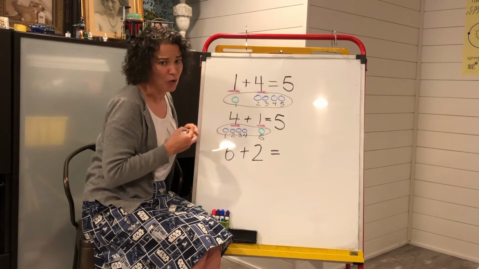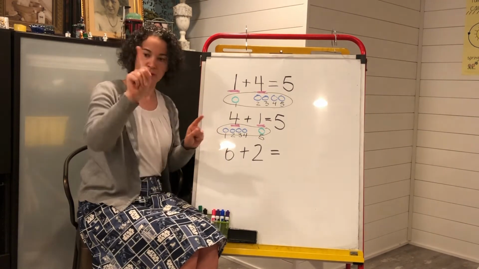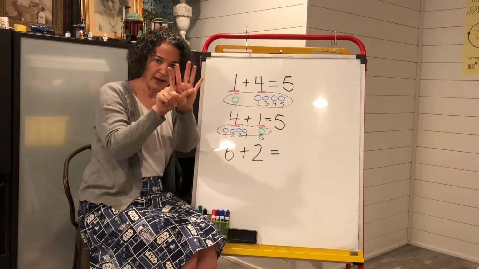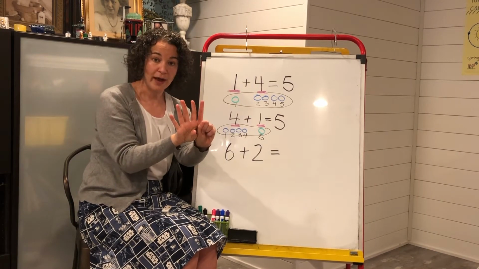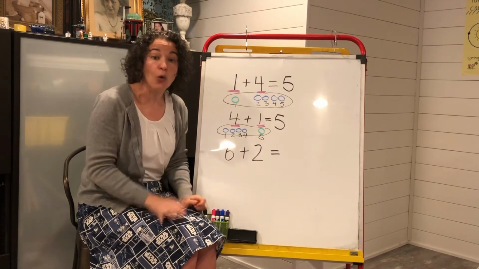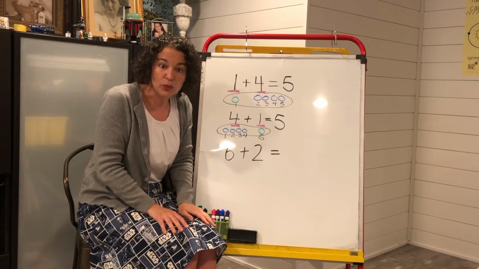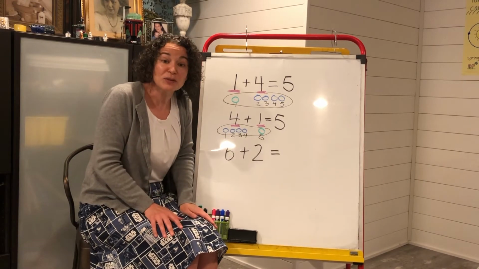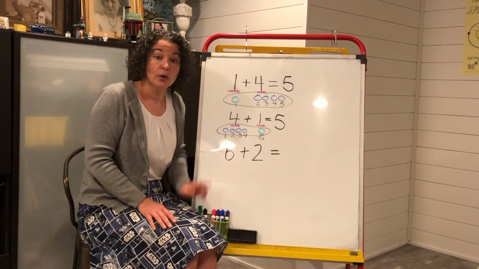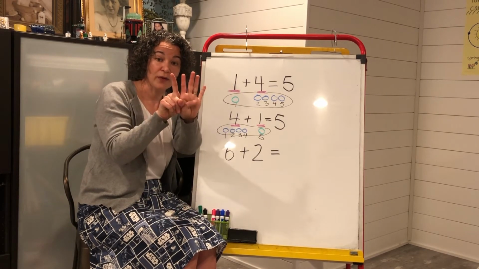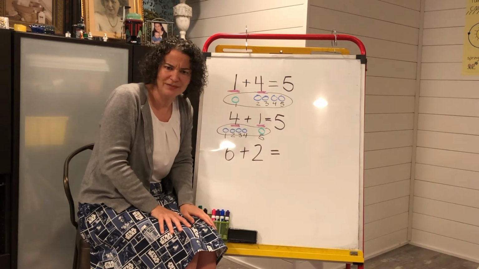Did you notice something? I hope you noticed something. Yeah, my friends, if 1 plus 4 equals 5, then 4 plus 1 also equals 5. When you add, the order doesn't matter. You can switch the numbers around. That's what the commutative property is about. You can switch the order of the addends. So we could do 1 plus 4 equals 5, or we could do 4 plus 1, and we still get 5. Kind of cool, right?